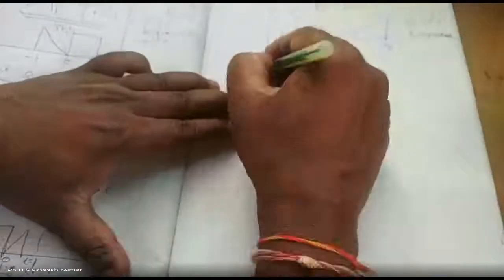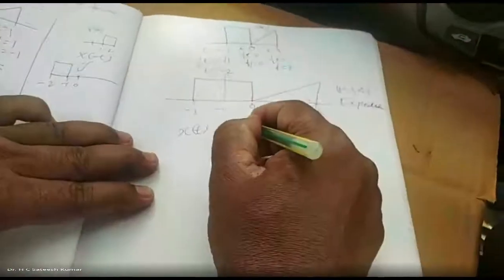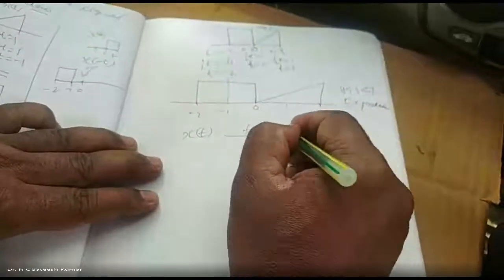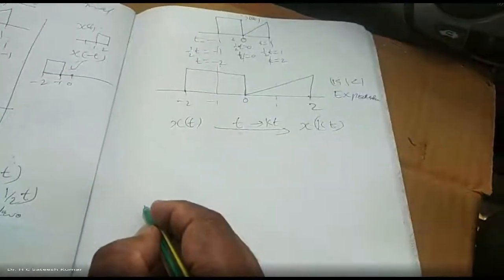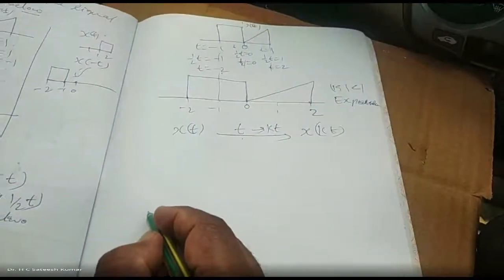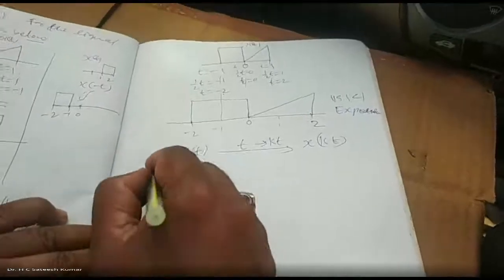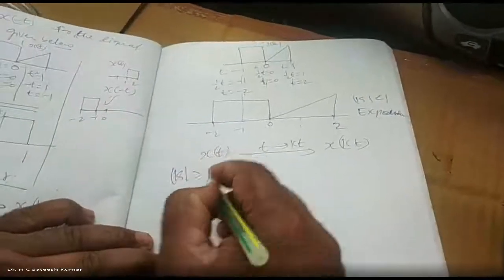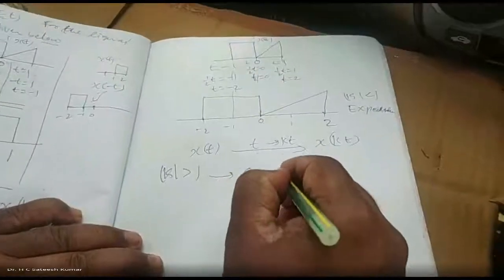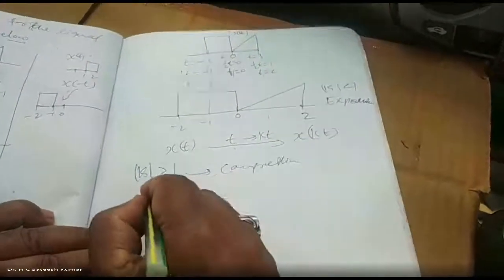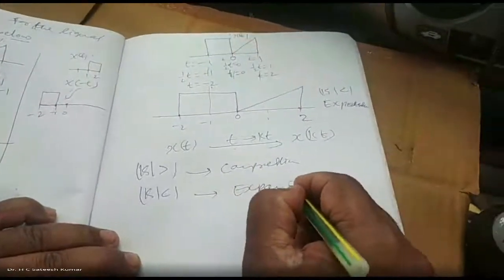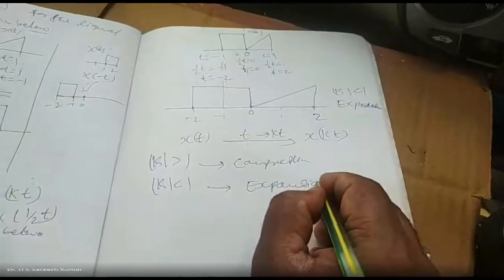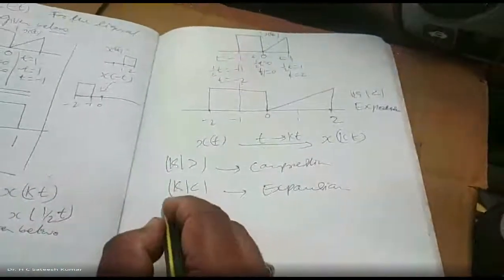That means the scaled version of any signal x of t is obtained by replacing t by kt, x of kt. Depending upon the value of k, there will be a compression or expansion along the time axis. If the magnitude of k is greater than 1, there will be a compression. If the magnitude of k is less than 1, it will be expansion. That's what the meaning of scaling is, right?